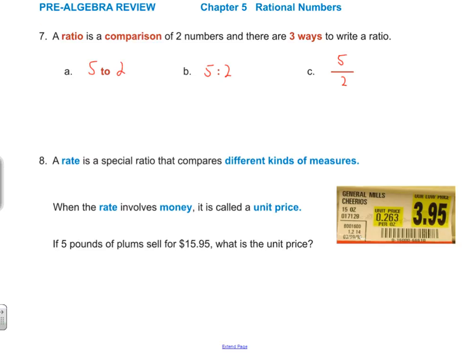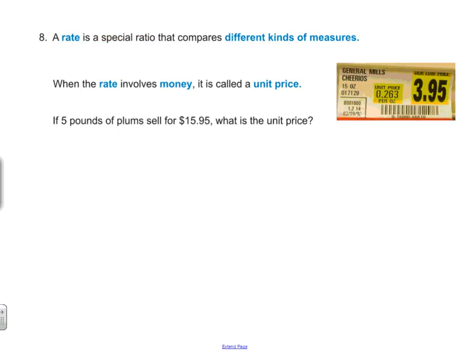Okay? What else did we talk about? We talked about a rate. Remember, a rate is a ratio, a fraction, but you have 2 different kinds of measures. For example, how about something like this? 27 feet per second. That's a rate. How about this? 19 miles per gallon. All right, these days we're not happy with a vehicle getting 19 miles per gallon, but that would be a rate. Remember, when the rate involves money, it's called a unit price.